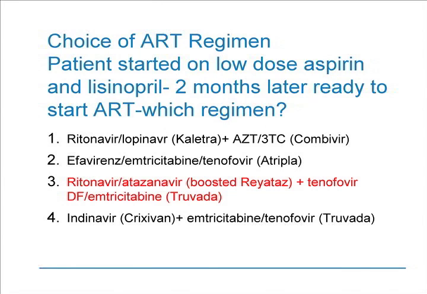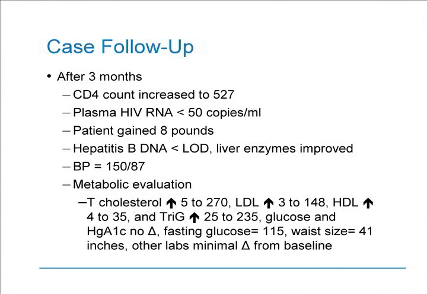So given that history of what various drugs can do to cardiovascular risk and lipids, and knowing what the recommended regimens are, this patient was started on choice number 3, the boosted atazanavir and tenofovir emtricitabine. So over a 3-month period, he had a modest increase in his CD4 count. His plasma HIV RNA level decreased to below the detection limit. He gained 5 pounds. His hepatitis B DNA level dropped to below the detection limit, and his liver enzymes improved. His blood pressure remained slightly elevated, and he had some modest increases in his lipid levels. For example, the LDL went up slightly, as did the HDL.